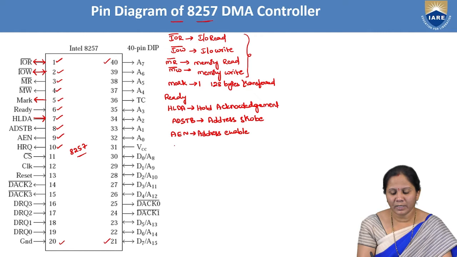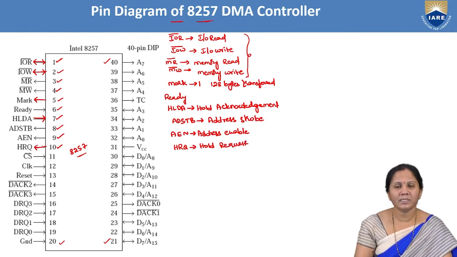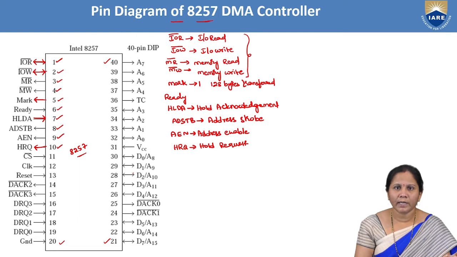And next, the 10th one is HRQ. So HRQ represents hold request. This HRQ is an output signal. Okay. So where is this 8257 HRQ signal going? This HRQ signal will be going to the 8086 microprocessor.